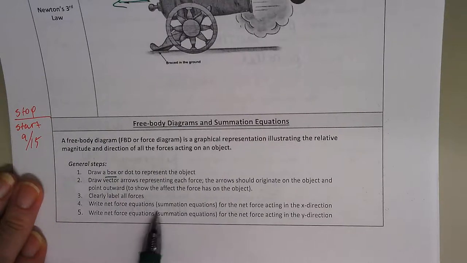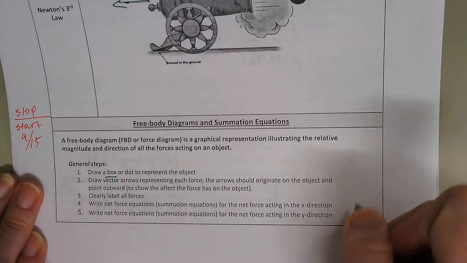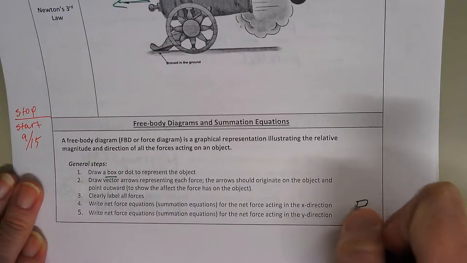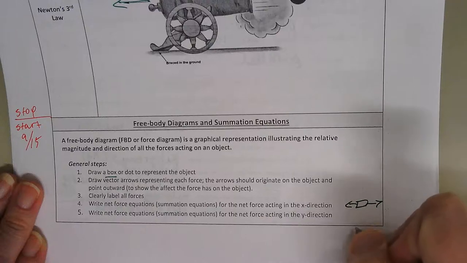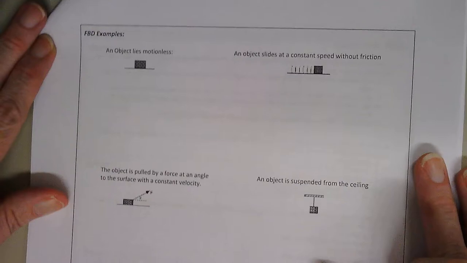You have to write net force equations. These are summation equations for a net force acting in the x direction, and you have to write a different one for things going in the y direction. So things that are going this way, and for the y one, it's for things that are going this way. You basically add up the forces in any direction, and they're either equal to zero or they're equal to ma. If they're balanced, they're equal to zero. If they're unbalanced, they're equal to mass times acceleration, Newton's second law, because if it's unbalanced, it has to be accelerating. That's all. Okay, so let's do a little practice.